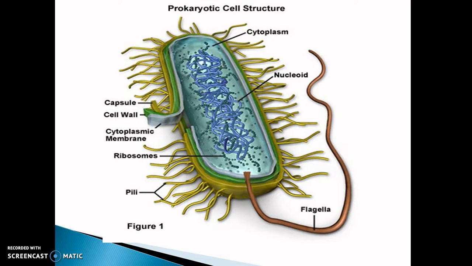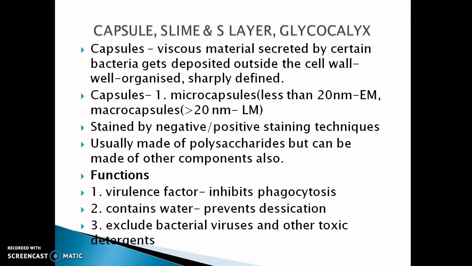You can look at the capsule, which is external to the cell wall, and all the other structures such as the flagella, the pili, and then you can see the green color cell wall. Interior to the green cell wall, we have the cell membrane. The cell membrane will enclose the cytoplasm. The cytoplasm in the center contains the nucleoid, and it also contains the ribosomes, which are distributed throughout the cytoplasm.